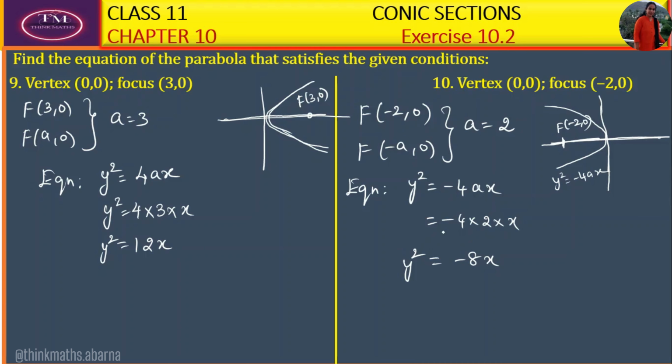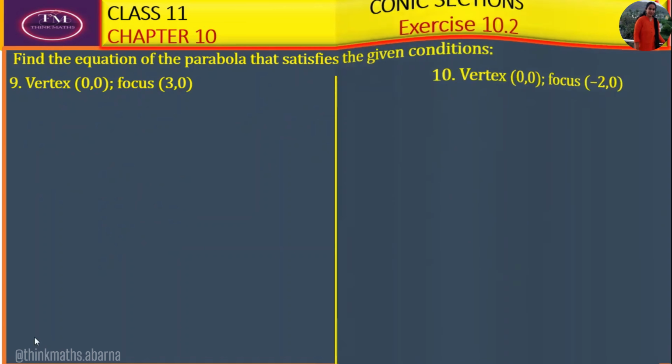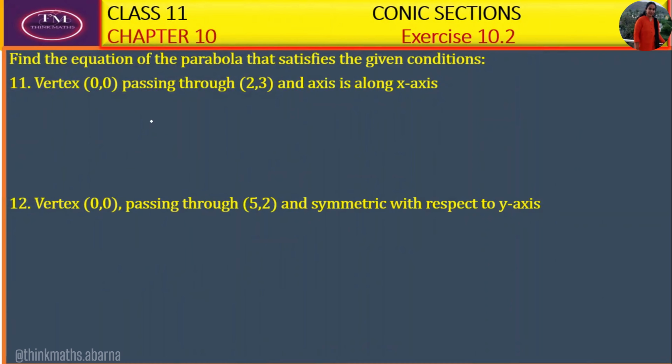So shall we move on to the next set, last set? So 11th and 12th problem. With this exercise 10.2 is completed. So what is the question? Here also we have to find the equation of the parabola that satisfies the given condition. What are the conditions? Vertex is 0 comma 0 and it passes through 2 comma 3 and axis is along x-axis.